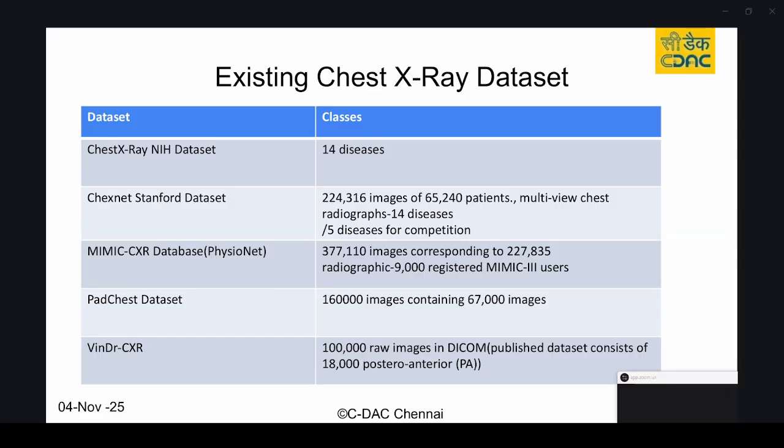And it's not only the chest X-ray NIH dataset, which has 14 diseases and around 123,000 images. There is also the CheXNet Stanford dataset, which is actually a better version of the NIH dataset as well. And there is another with 224,316 images of 65,240 patients, with the 14 diseases labeled.